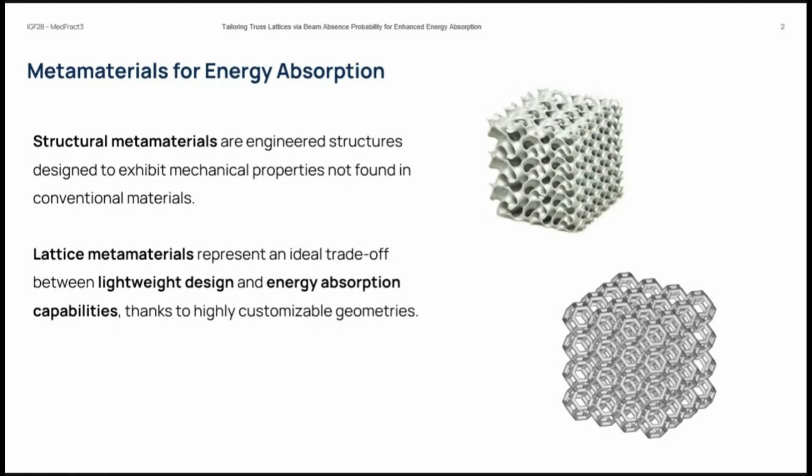There's two types of metamaterials. The first one on top here is a surface-based metamaterial. It's usually called TPMS, triply periodic minimal surface-based. And the second one is based on beams, interconnected beams. And this is a beam lattice. This is what we're going to talk about today.